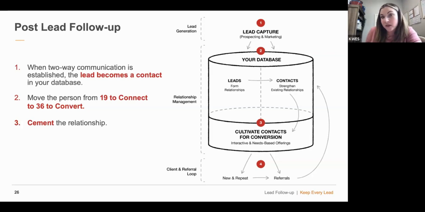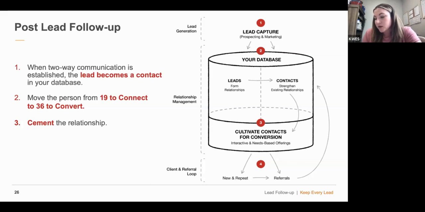That's a 12-month plan, but they end up being a lead that talks to you often and you feel like you've gotten a good rapport with them. You can stop the 19 to connect plan and move them to 36 to convert. So you don't necessarily have to keep them on 19 to connect for 12 months. It's kind of like a game. You want to get them over to your 36 to convert.